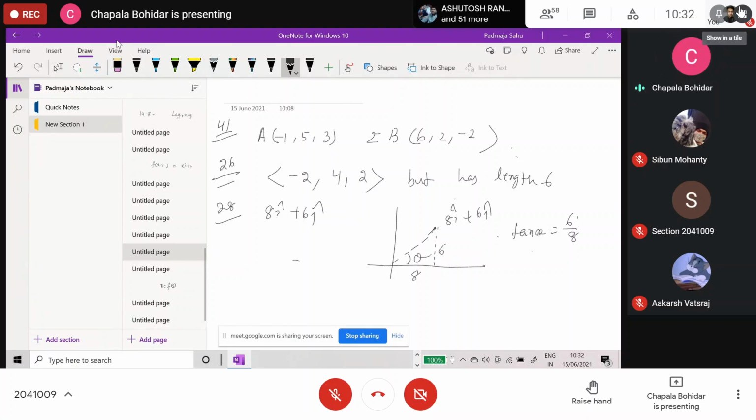Dot product: a dot b is equal to ab cos theta, that you know. Direction angle and direction cosine, that also you know. If a dot b is equal to 0, they are orthogonal to each other. Clear?